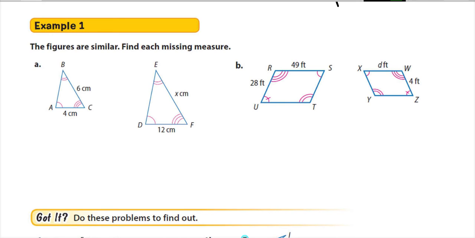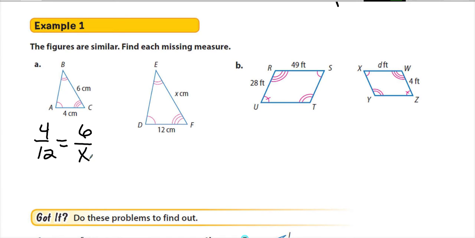All right, so what we're going to do is match up something called corresponding parts, or corresponding sides, as I like to call them. So for example, A matches up with D, B matches up with E, and C matches up with F. That means that 4 then matches up with 12. So we're going to do 4 over 12, and we're going to do 6 with our X. So 6 with X, just like that.